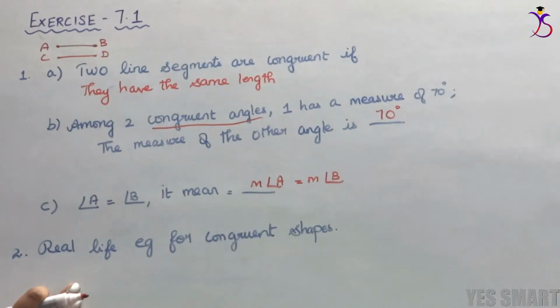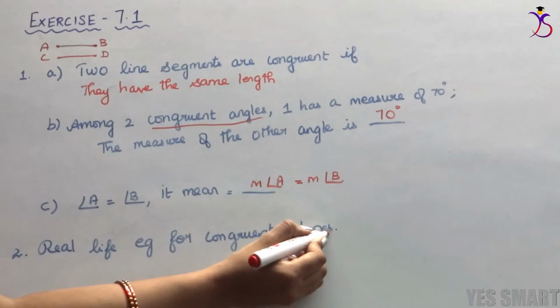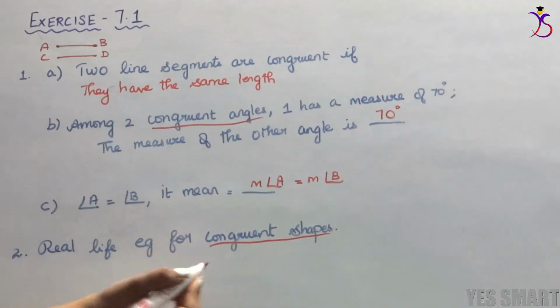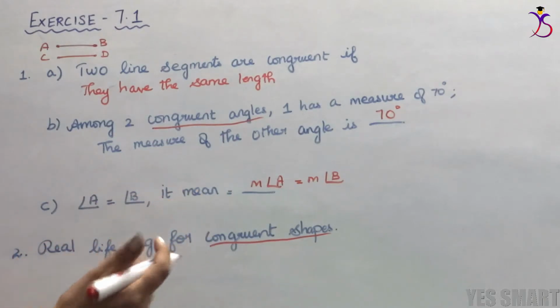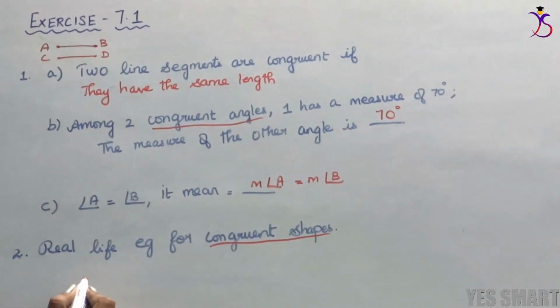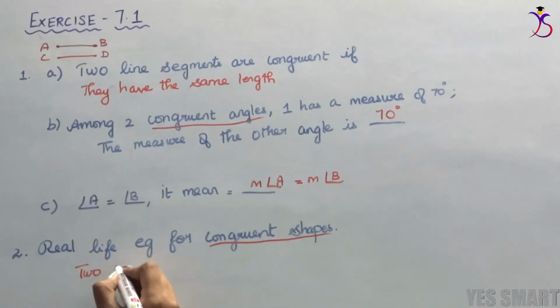Now, second question: real life examples of congruent shapes. They are asking us to write examples for congruent shapes. Everybody comes across some congruent shapes in their day-to-day life, so they are asking us to write a few examples of those objects. There are many answers to this question because it is a generic question. So let me write a few examples.